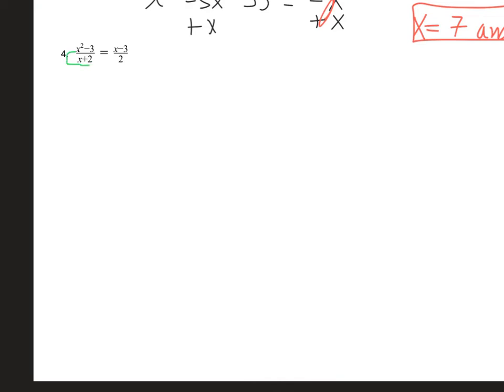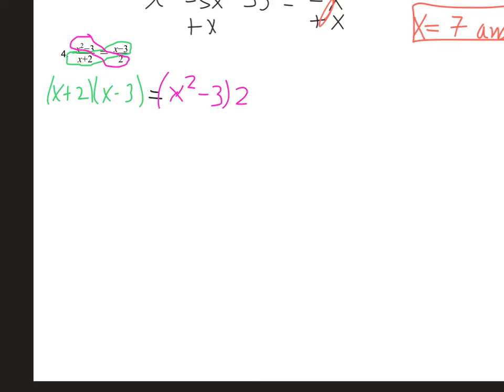So we have x plus 2 times x minus 3, right? And then we have x squared minus 3 times 2. So again, we're just going to multiply x plus 2 and x minus 3. And then we're going to multiply the other one, x squared minus 3 times 2. Right, so we can just distribute that 2. So again, we're going to FOIL this side and then distribute this 2 on the other side. Nothing changes, right? So let's FOIL this first side first.